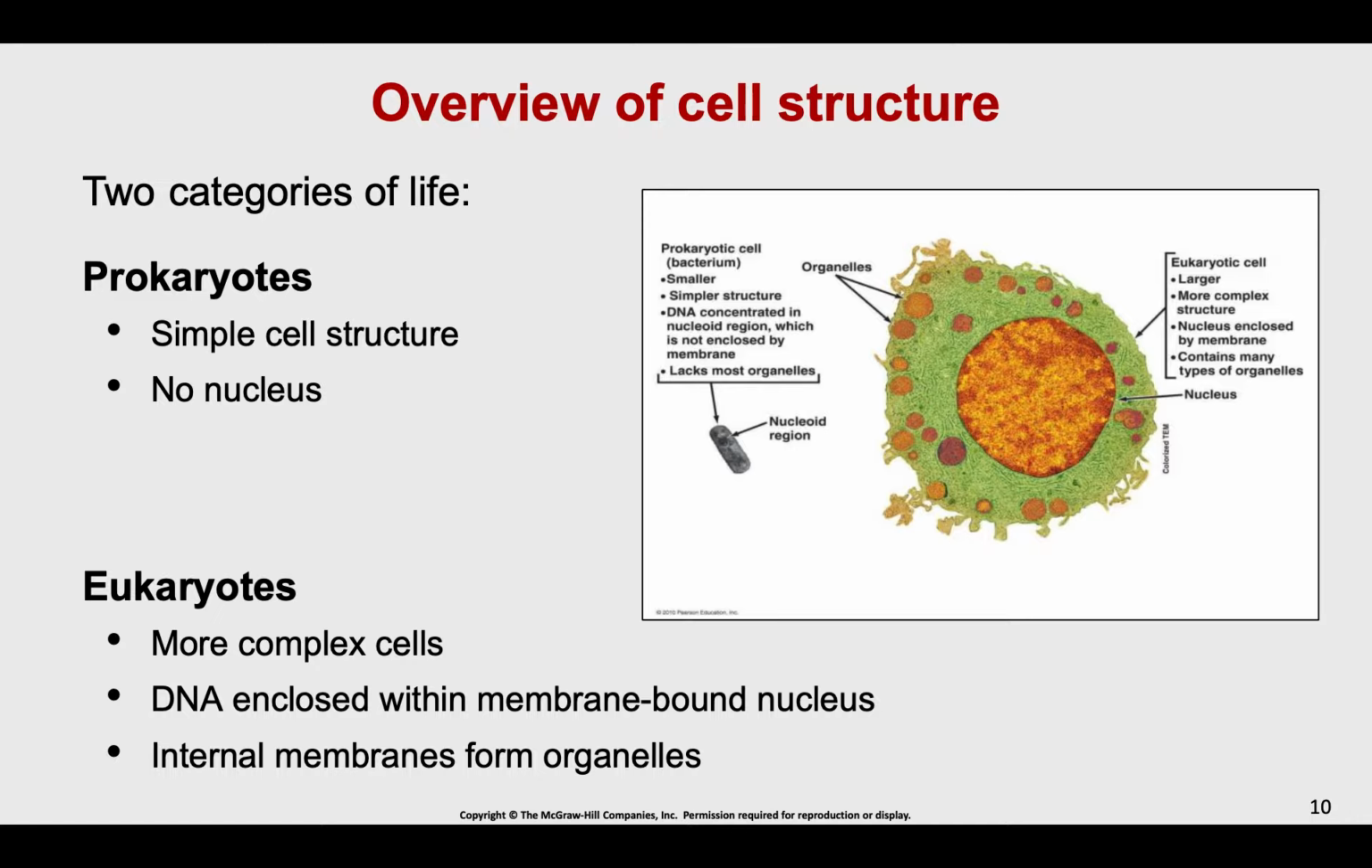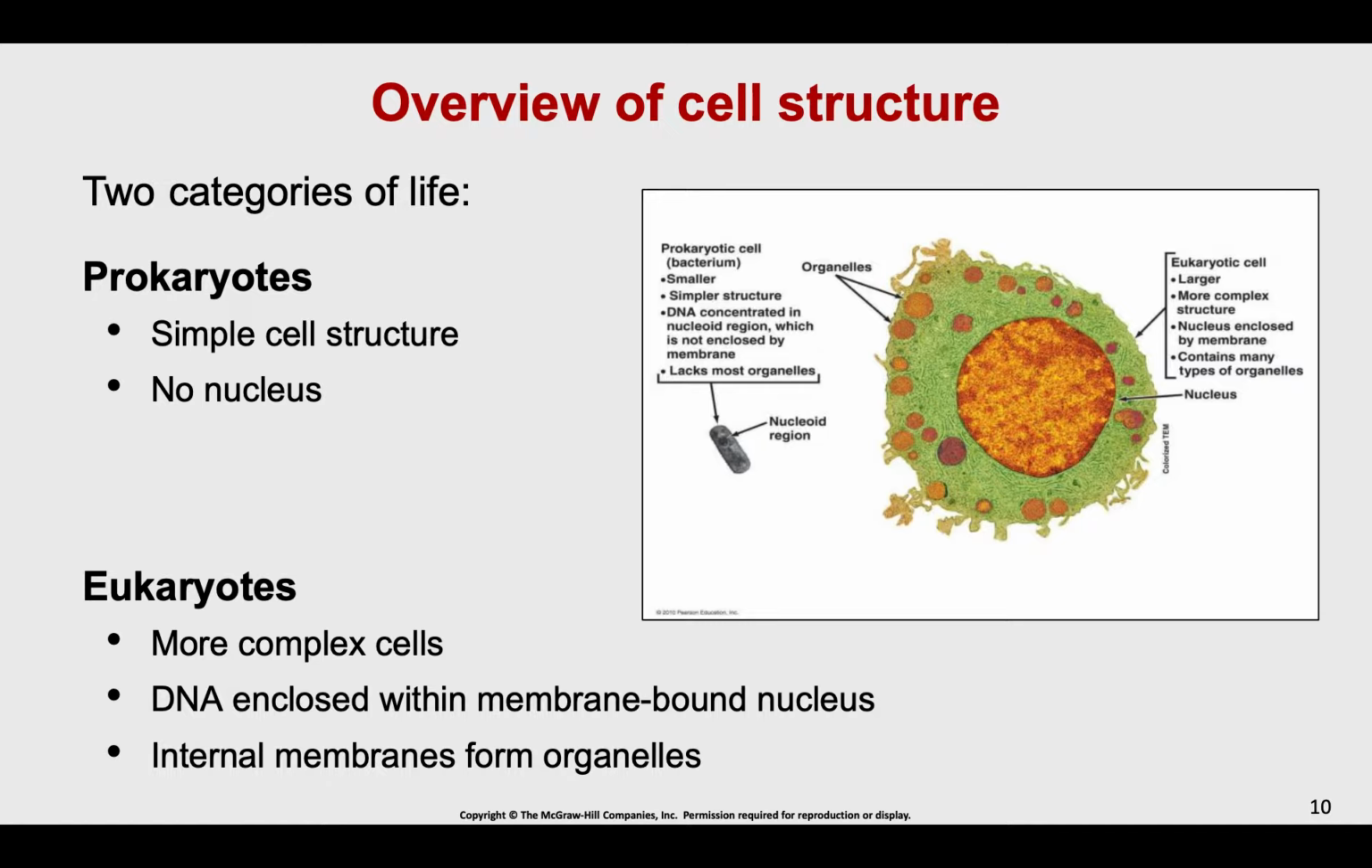All right, so the overview of cell structure. We kind of learned how we're going to look at a cell. Now let's actually look at them. So we have two broad categories of life that we can separate our cells into: prokaryotes and eukaryotes. Prokaryotes are going to have a very simple cell structure. They're not going to have a nucleus. They have nucleoid regions, regions that are going to contain their DNA, but they're not membrane bound. They're not bound inside of a nucleus.